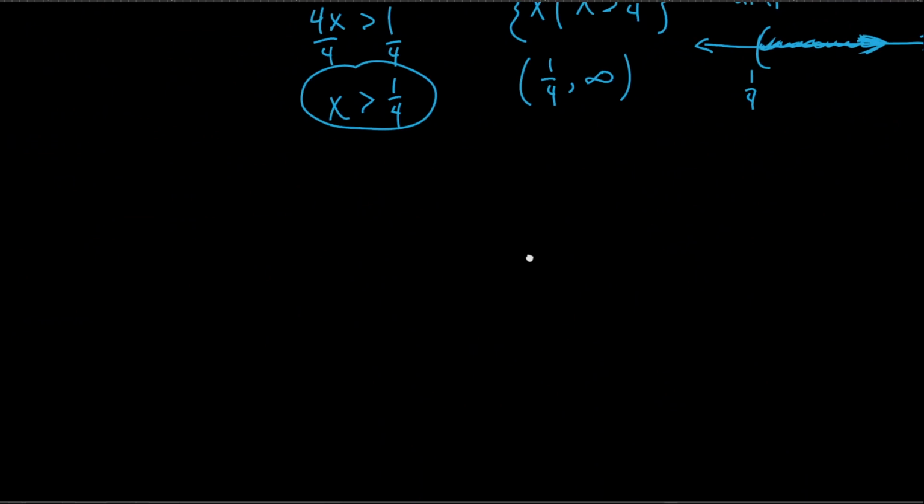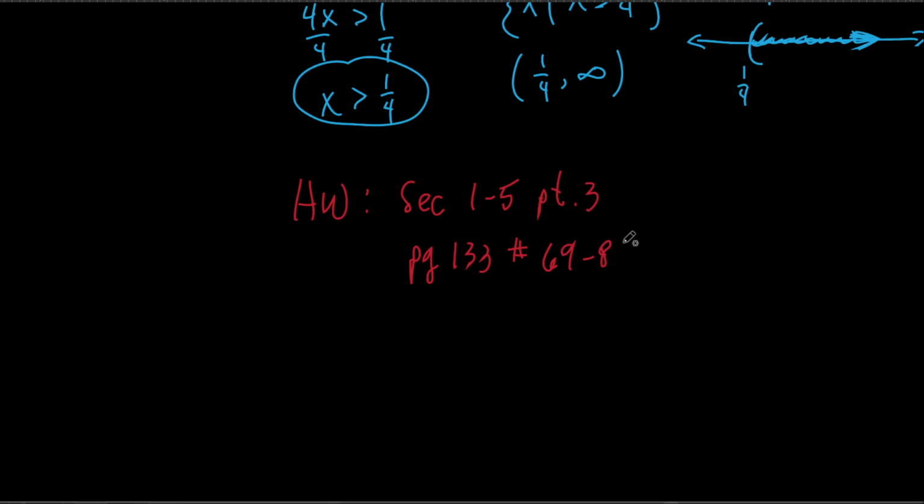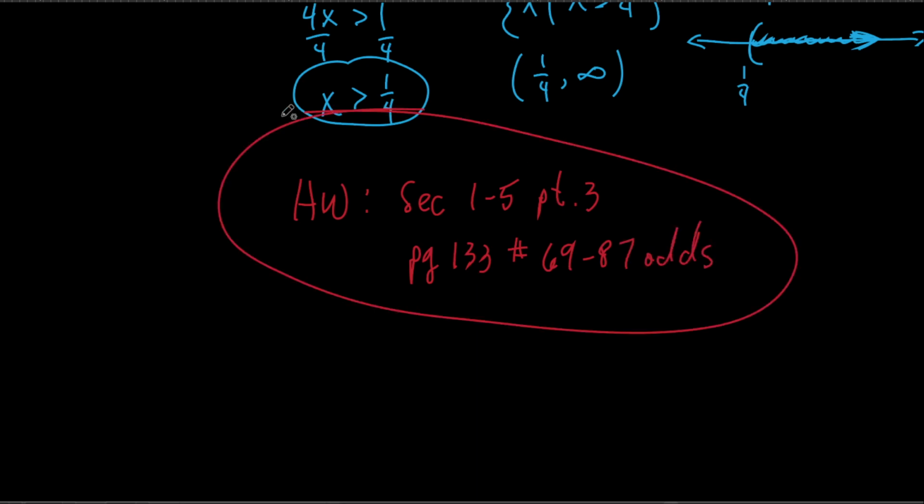All right, let's write down some homework. I always like to write it in red. I don't know why I always do that, but let's do it. So your homework is section 1-5 part 3, and it's page 133. You're doing 69 to 87 odds. There it is, right there. That's your homework. All right, well, enjoy it.